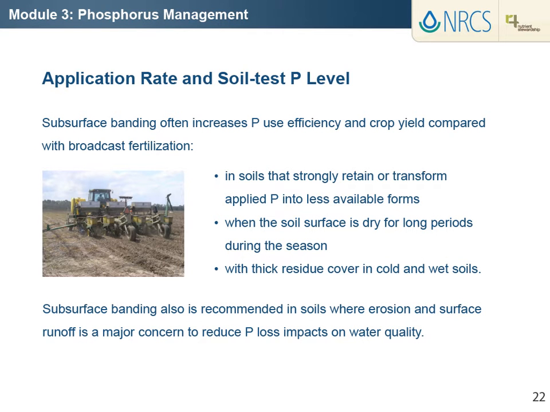Surface application of phosphorus or banding usually increases phosphorus use efficiency and crop yield in comparison with broadcast application, especially in situations where the soil strongly retains or transforms applied phosphorus into less available forms. When the soil is dry or in wet soil with high amounts of surface residue, subsurface banding is also recommended where erosion and surface runoff is a major concern.